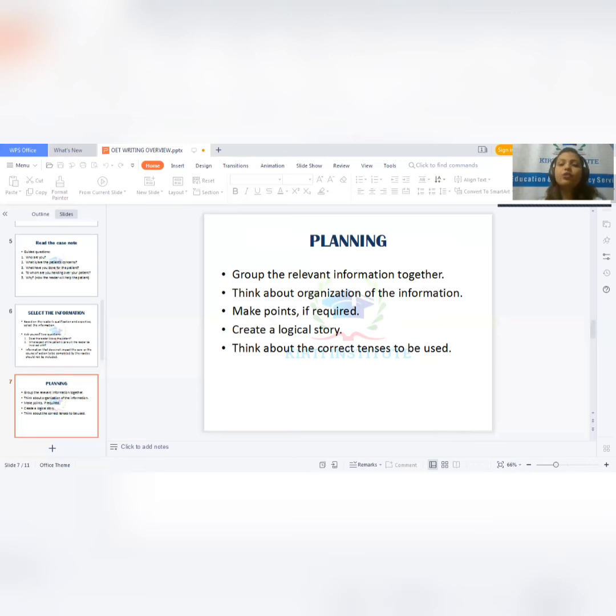Then you have to think about the organization of the information. That means organization of the paragraph. You can organize the information either chronologically or thematically. Chronologically means as the patient has presented to you. For example, you are in a clinic, so the patient might have come 3 months back, then 2 months back, and then today. So you can write the 3 months back history first, followed by the 2 months back history and today's history, based on the patient's presentation to you.